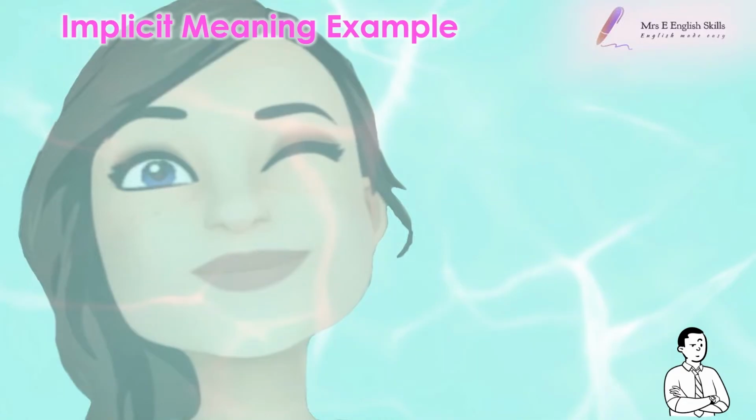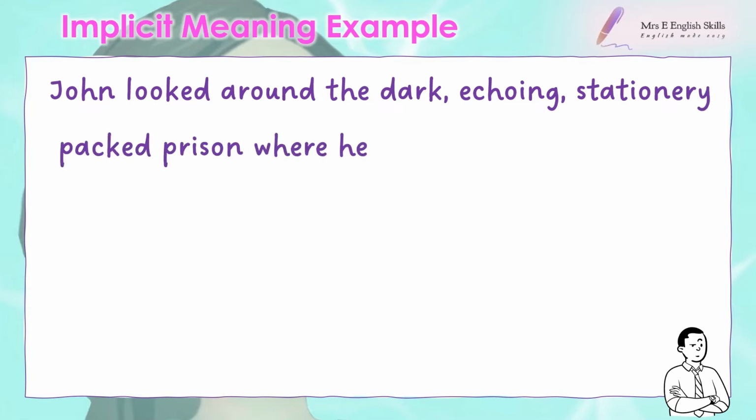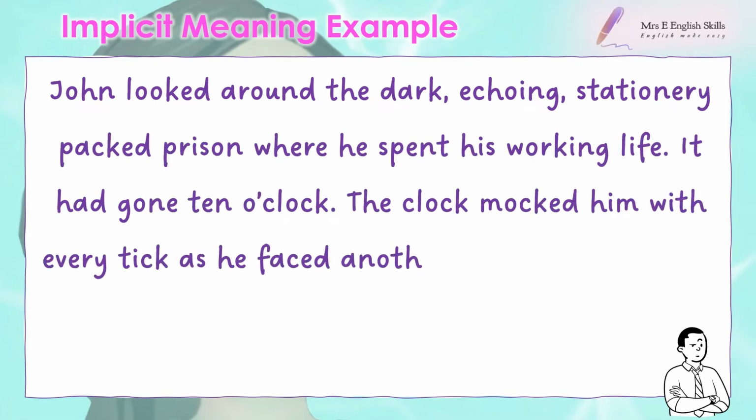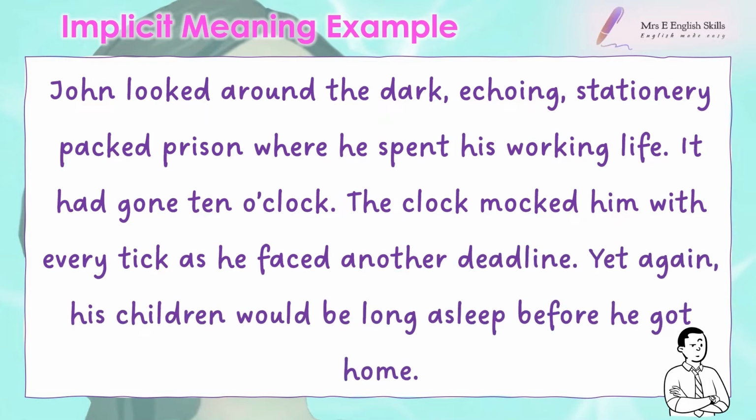Let's look at an example. John looked around the dark, echoing, stationery-packed prison where he spent his working life. It had gone 10 o'clock. The clock mocked him with every tick as he faced another deadline. Yet again his children would be long asleep before he got home. Let's analyse this piece of text to see if we can establish the meaning.